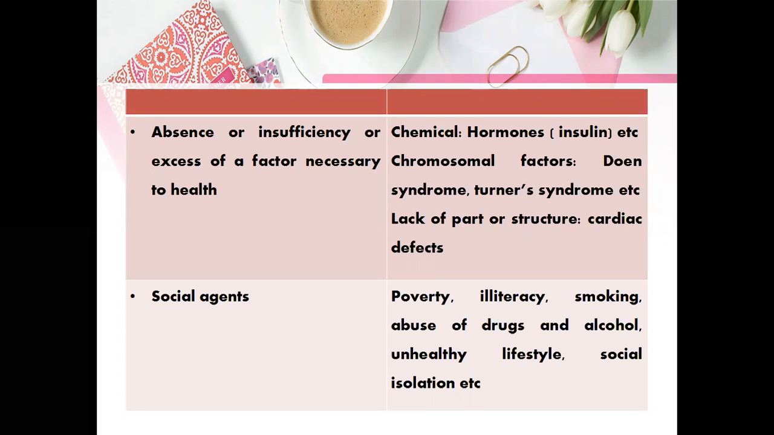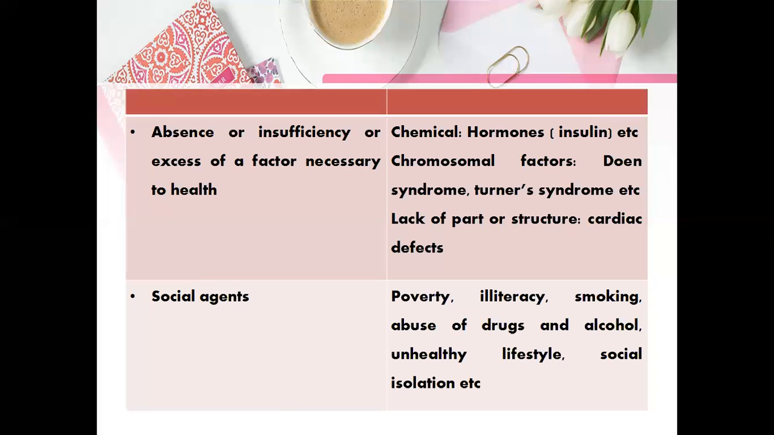People who have diabetes, because their body is not able to produce enough insulin, need to take extra insulin in order to maintain themselves. Then the chromosomal factors like Down syndrome. Sorry, some spelling mistake, it should be D-O-W-N. I think you have heard of the word Down syndrome. Then Turner syndrome. All these happen because of chromosomal abnormalities. Then lack of parts or structures, like any cardiac defect. Cardiac is related to the heart.